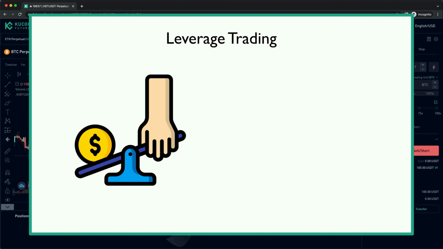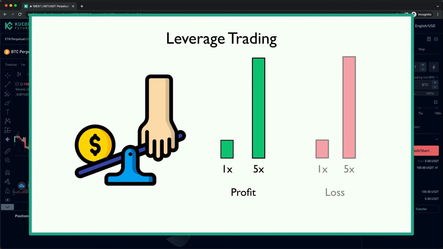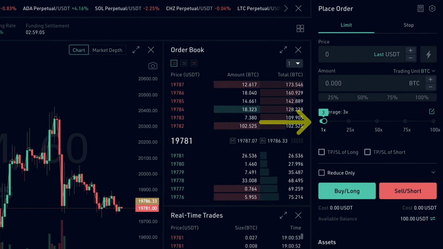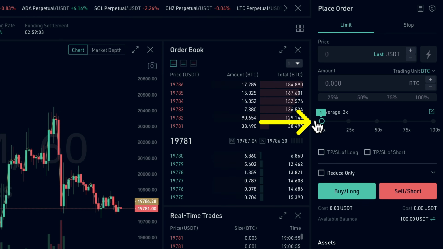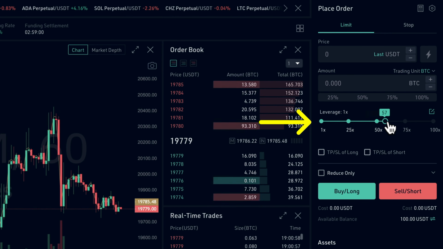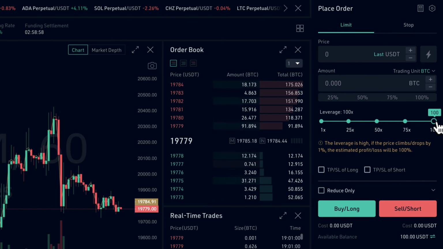Now let's look at leverage. Leverage trading is one of the main reasons why people want to trade futures in the first place. Using leverage simply means we are able to exaggerate our profits, but also our losses. Here we can adjust the leverage for our trades. It goes from 1x all the way up to 100x, which is insanely high.